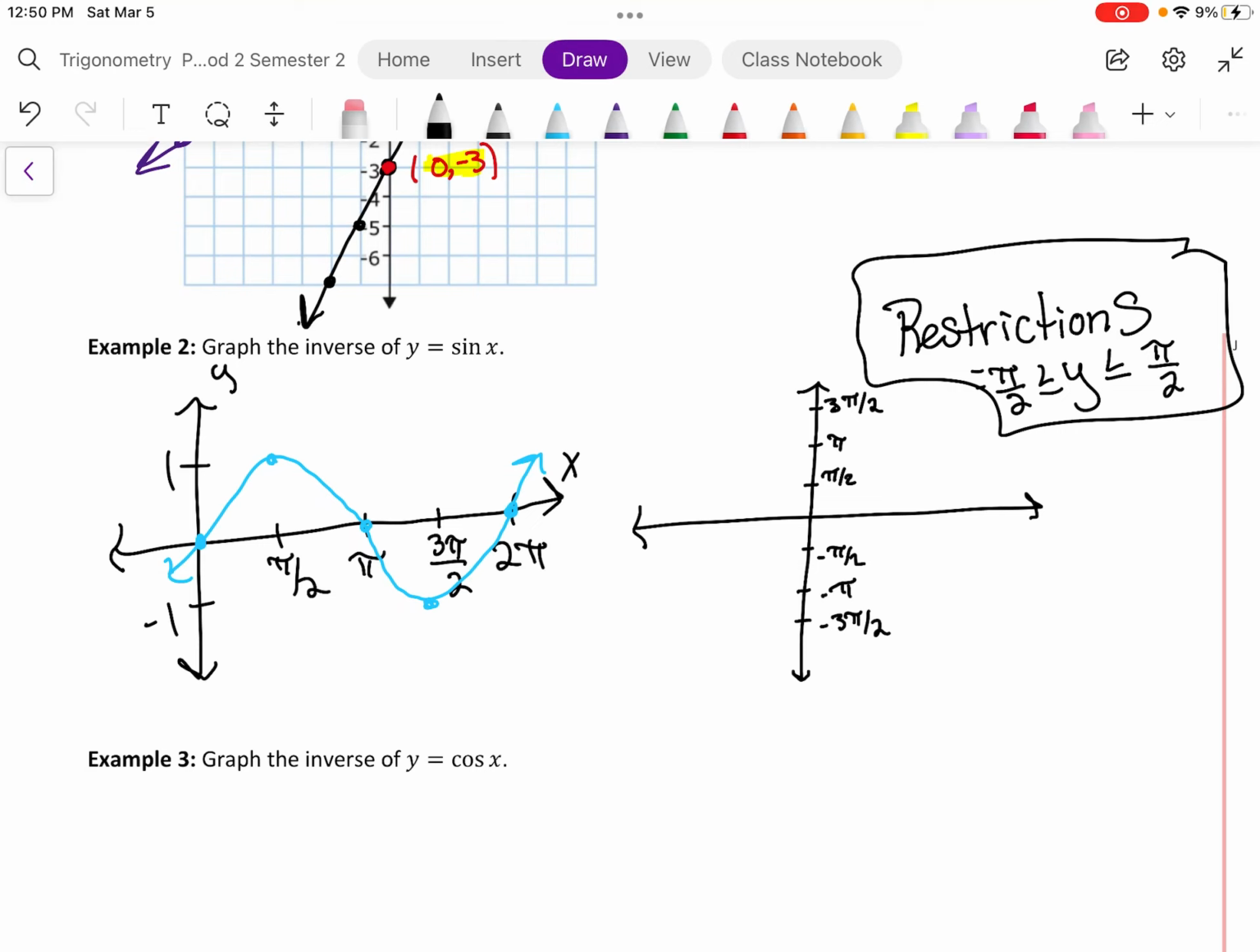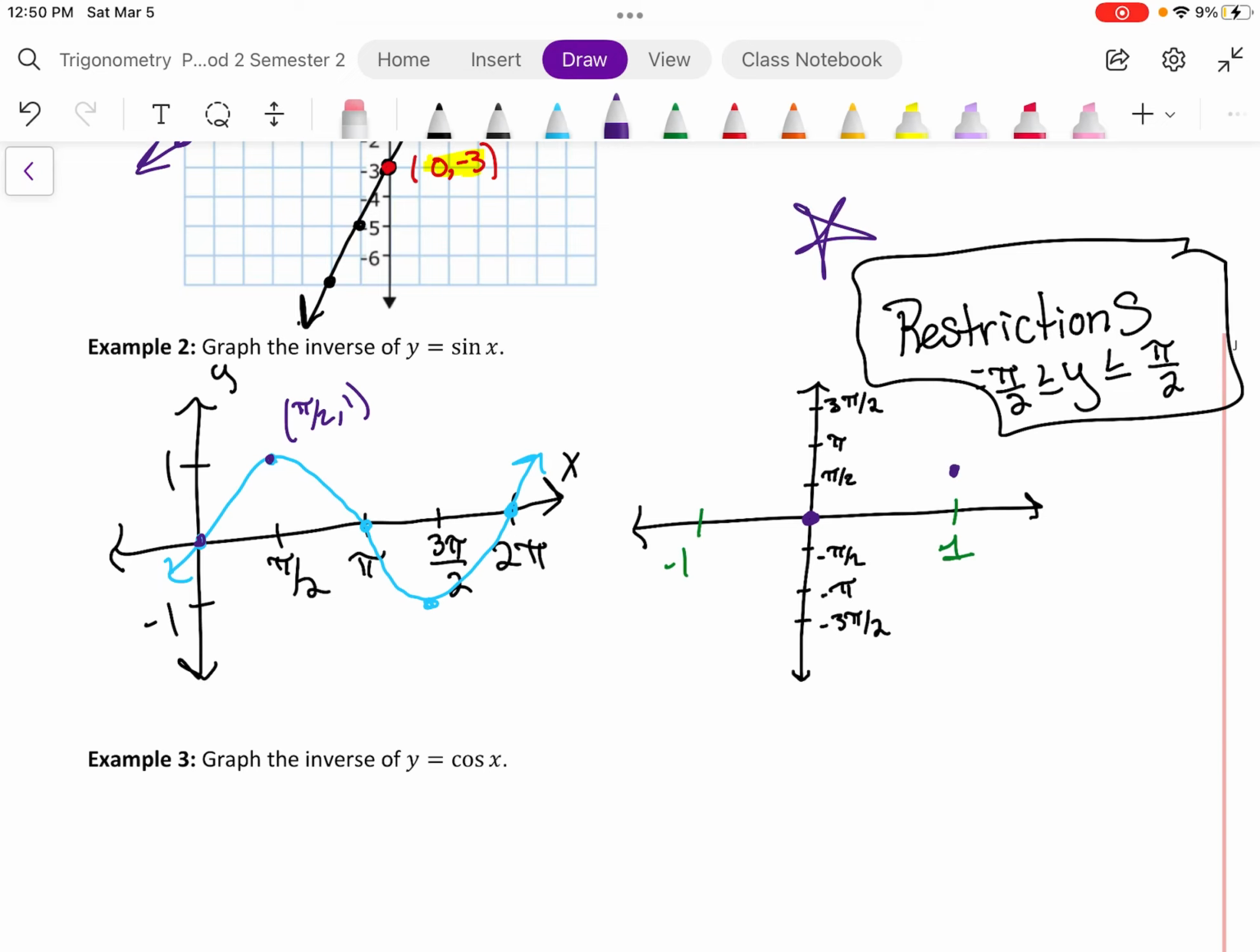So if we go to our graph and we look at our coordinate points, the first one is 0, 0. If we switch those around, it would still end up being 0, 0 on our coordinate grid. So we have -1 and 1. Then if we look at our next point, we go to pi over 2, 1. So if we switch that around on our inverse graph, we would go to 1 and then up pi over 2.